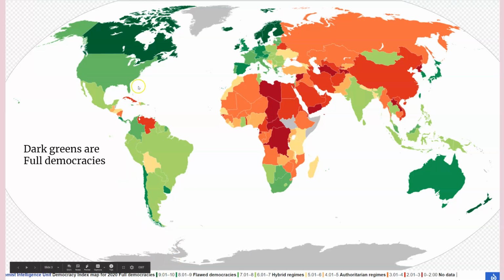As you can see here, the darker green are the most democratic countries, like the United States. Most of Europe is democratic, and then you have some flawed democratic places, and then you have regions of Africa that are authoritarian, like China, and even the Soviet Union, authoritarian governments. You can see there's a lot of them.